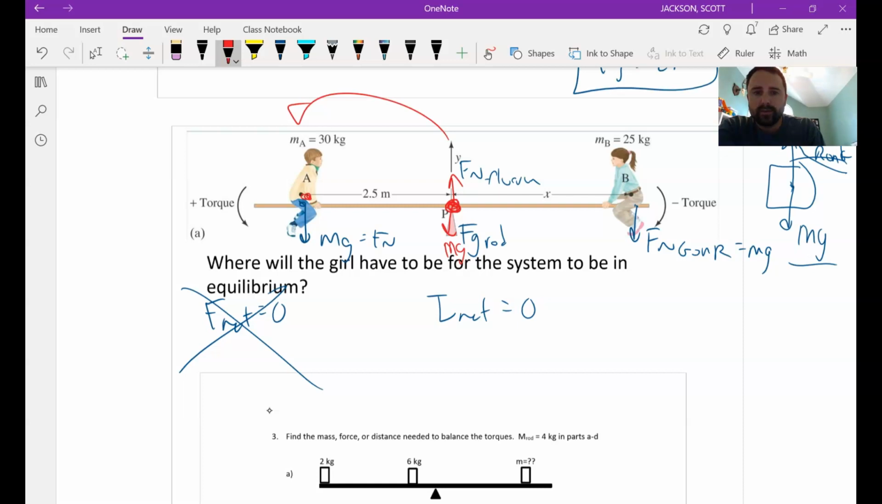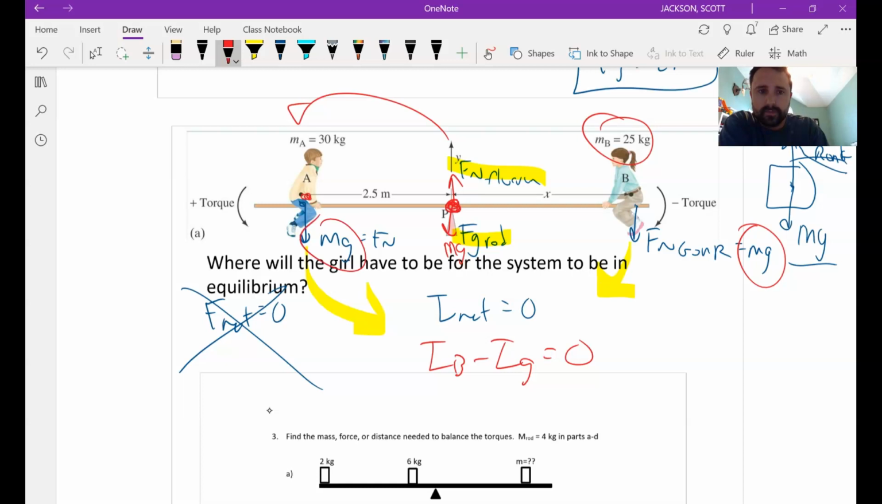So that way, do either of those do a torque? The answer is no, because they are at the axis of rotation, so there's no lever arm. So then, the boy does a torque that way, and the girl does a torque that way. So I could say torque due to the boy minus torque due to the girl has to equal 0. I know their forces.